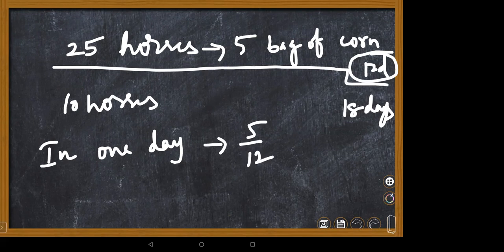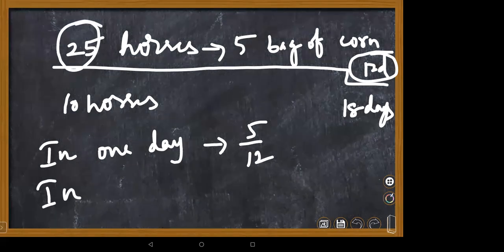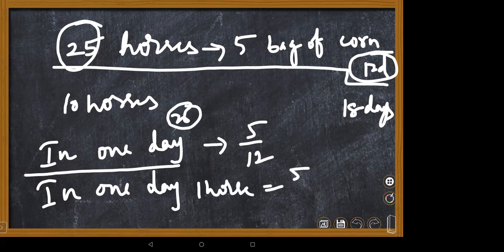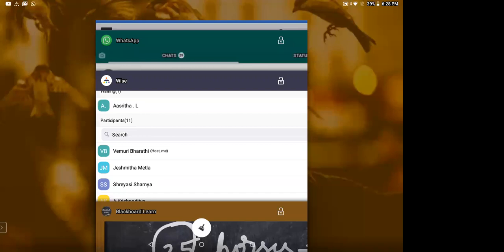Coming to one day, one horse. But there are 25 horses. The first one is regarding 25 horses. In one day, one horse means what happened? 5 by 12, multiply and divide by 25 to get it. Yes or no, children? Yes, ma'am.